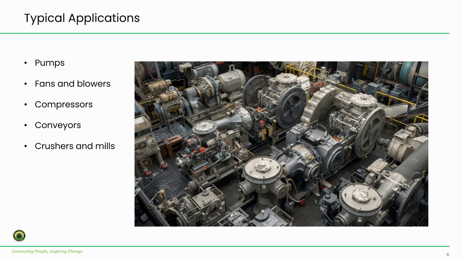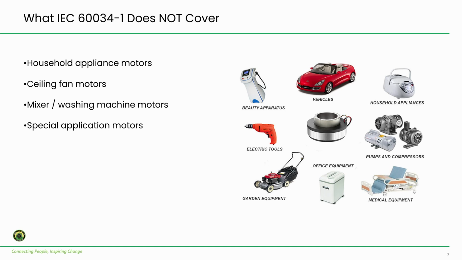If we look at typical applications, motors used in pumps, fans and blowers fall under IEC 60034-1. Compressors and conveyor systems also use motors covered by this standard. Heavy duty applications like crushers and mills are included. These are the typical industrial applications where motors are used. There might be minor application-wise changes in the motors, but all the basic things are covered by this standard.